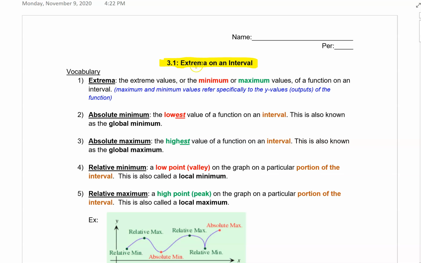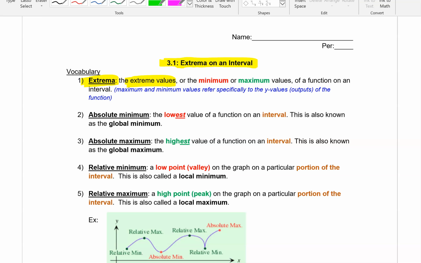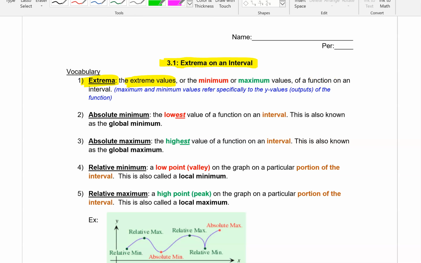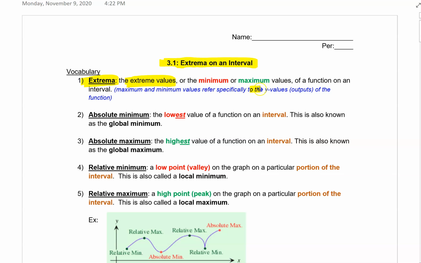So what is extrema? It's basically just the plural for extreme values. So what are extreme values? They are maximum and minimum values of f. And when I say maximum and minimum values of f, I'm referring specifically to the y values, or the outputs, of a function. So we're talking high points and low points on a graph.